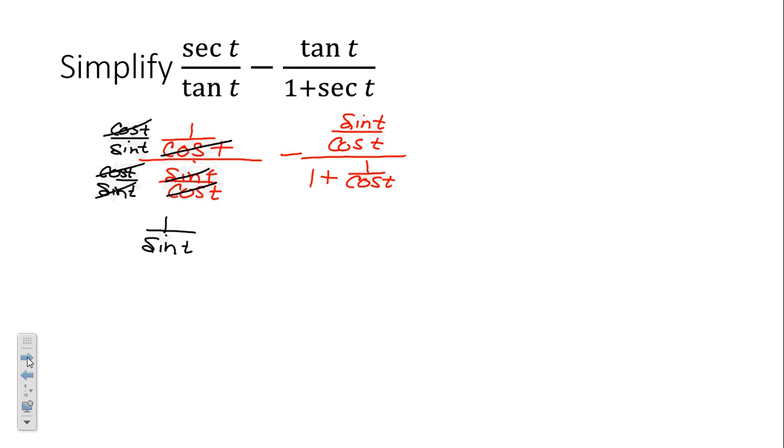Before I can even cancel anything, I've got to have a common denominator in that denominator. What's my common denominator here? Cosine. Yep, I'll have to have a cosine t. So I need to multiply this by cosine t over cosine t. Okay, so I'll have a cosine of t plus 1 over cosine of t.